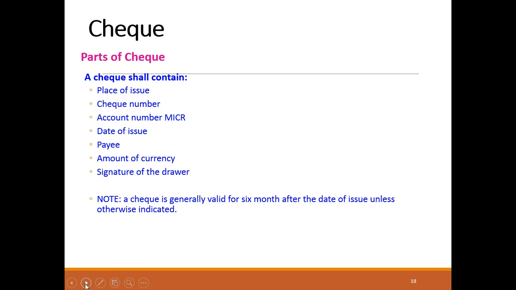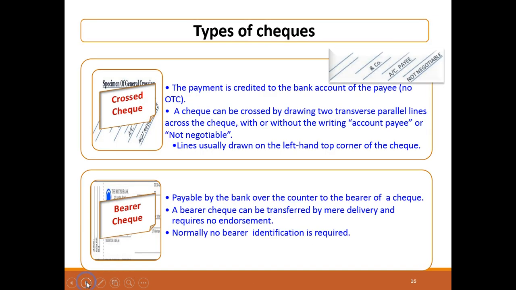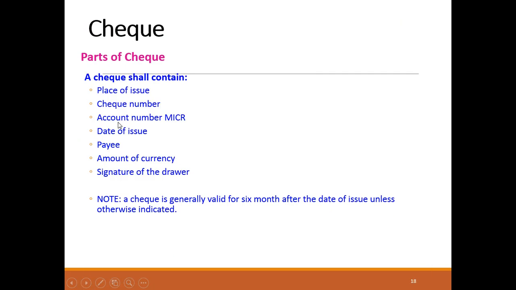Okay, so part of cheque. Okay, so there are several parts of cheque. Okay, so cheque shall contain place of issue. Okay, ada cheque number, account number, MICR. Okay, MICR ni adalah magnetic ink character recognition lah kot. Okay, tapi which is account number yang bila dekat cheque tu, sekejap kita tengok contoh. Okay, so ni adalah MICR, which is nombor yang dah memang printed dekat cheque. Okay, and then akan ada date of issue, payee, amount of currency, signature of the drawer.